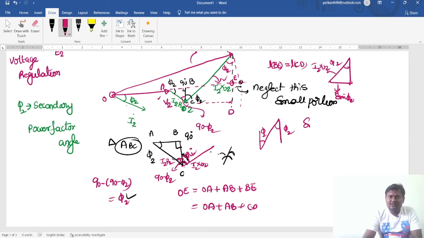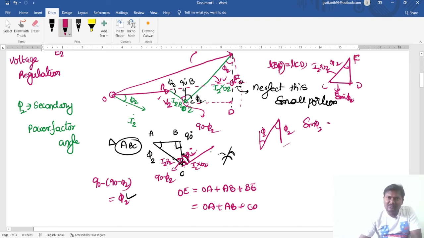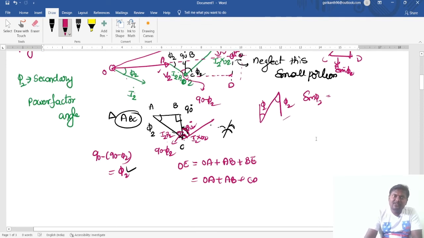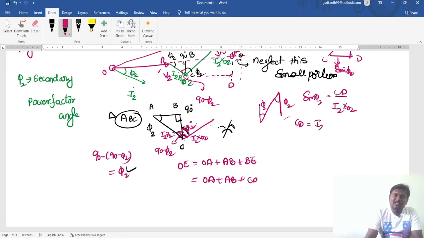Then sin phi 2 is equal to, from this E, and this one is C, and this is D. Let us say this already E is assigned for the top one, right? F. You can assign an F term in order to avoid the confusion. The length of BF is equal to length of CD. Sin phi 2 is equal to CD divided by I2 X02. From this I am getting I2 X02 sin phi 2.